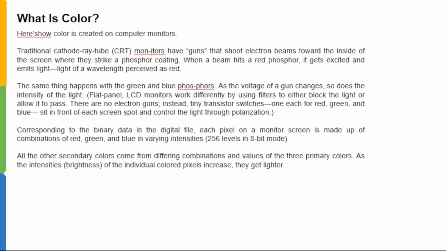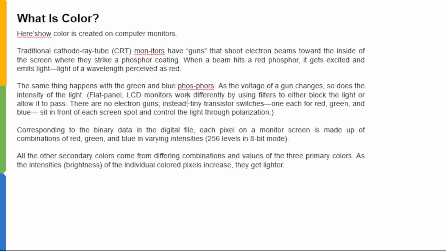Here is how color is created on computer monitors. Traditional cathode ray tube (CRT) monitors have guns that shoot electron beams toward the inside of the screen, where they strike a phosphor coating. When a beam hits a red phosphor, it gets excited and emits light of a wavelength perceived as red. The same thing happens with the green and blue phosphors. As the voltage of a gun changes, so does the intensity of the light.